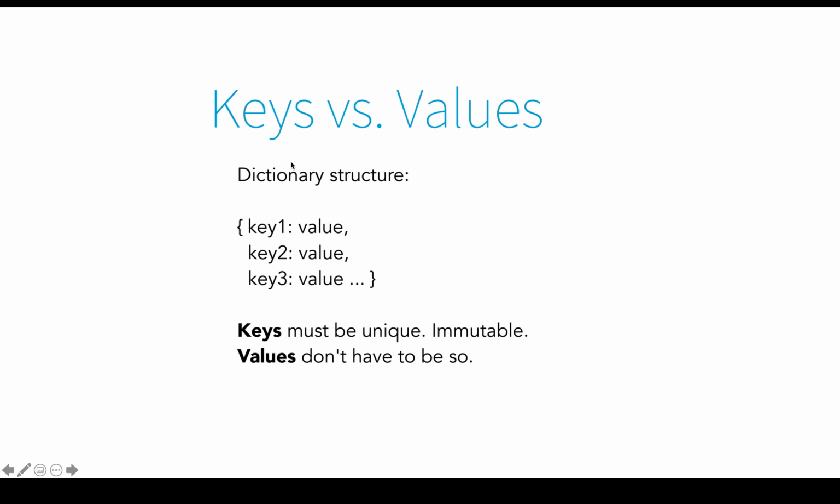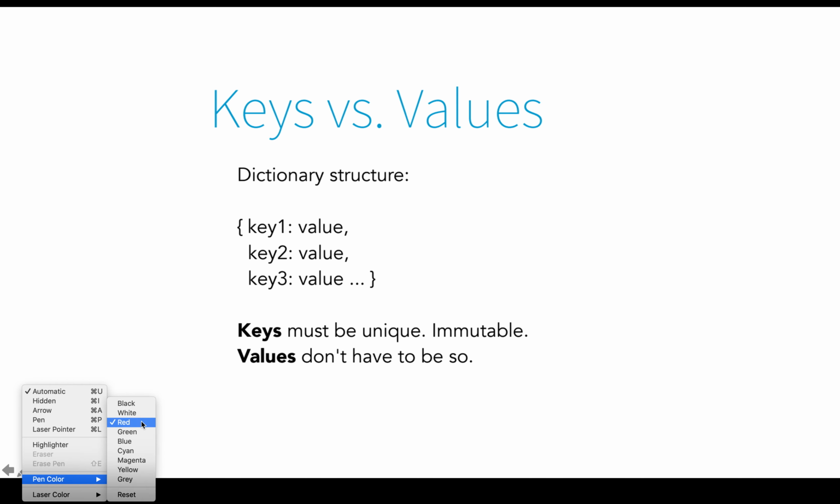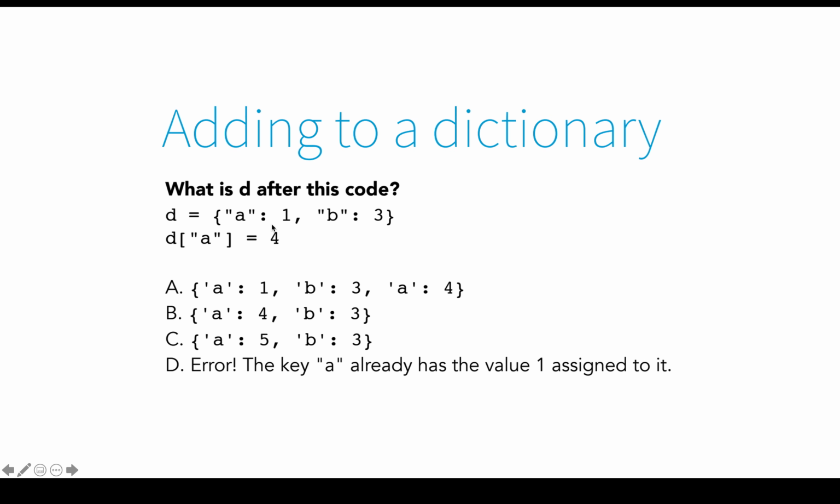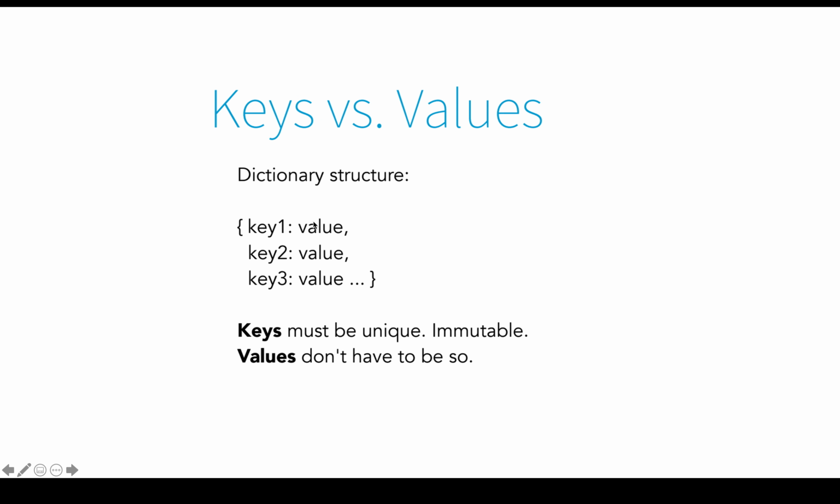So dictionaries are a lot like lists, except lists have indices, and dictionaries really have a key and a value. Just like in a dictionary, how you have the word and then the definition. In the same respect, there's keys and values in dictionaries. The keys must be unique, and you cannot change them. That's what immutable means. But the values don't have to be unique, and you can change them.